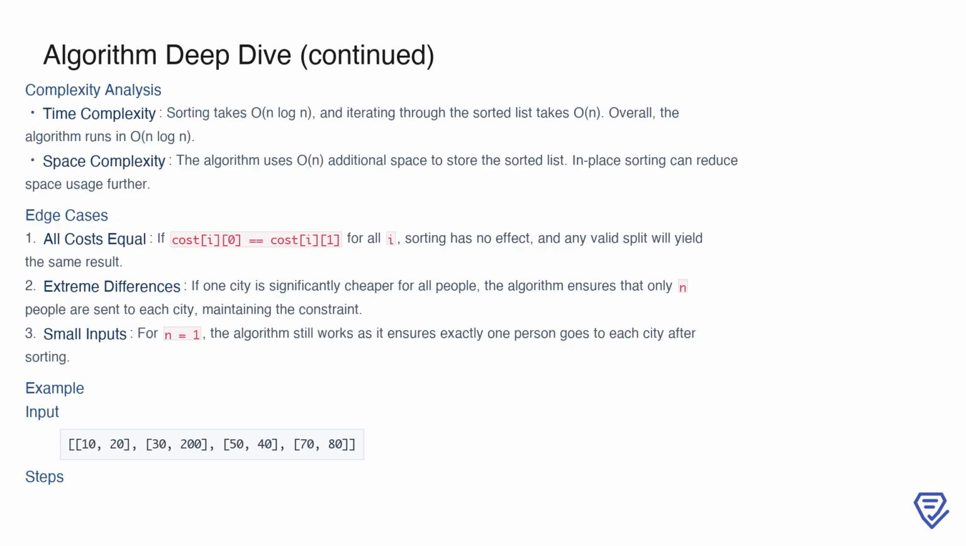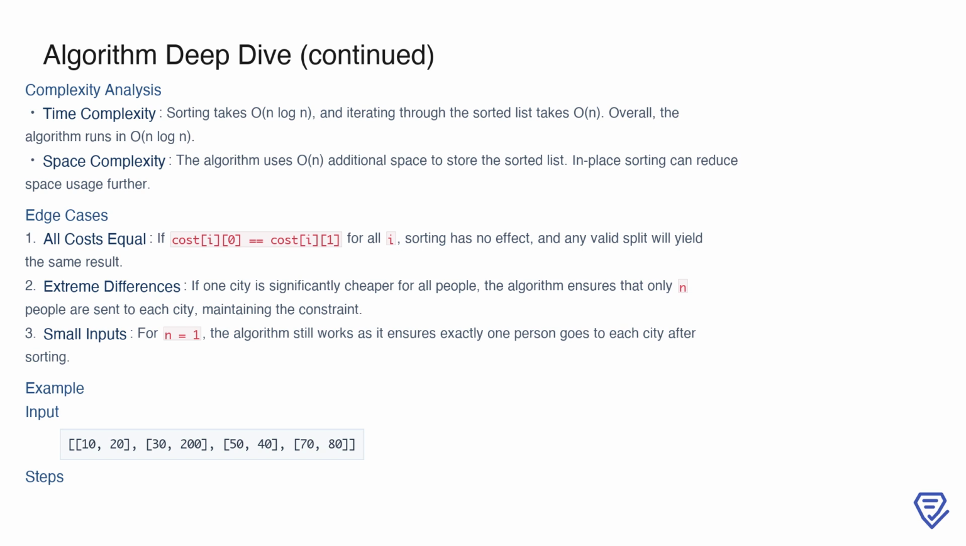Now, let's analyze the complexity of the algorithm. The most computationally expensive operation is sorting the list, which takes n log n time. Assigning people to cities by iterating through the sorted list takes n time. Therefore, the overall time complexity of the algorithm is n log n. Space complexity is n, as we store the sorted list, but in-place sorting can reduce this further.